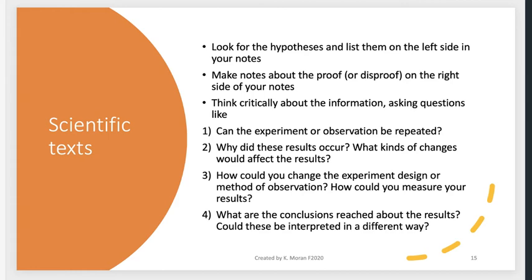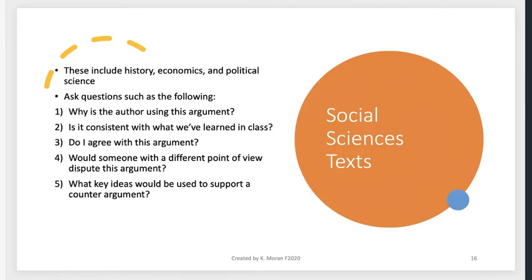And finally, you want to look at the conclusions reached and see if they're actually believable or not. And ask yourself if the results can be interpreted in a different way. Critical thinking when you're looking at textbooks is very important because we don't always get the same results from doing an experiment in science.